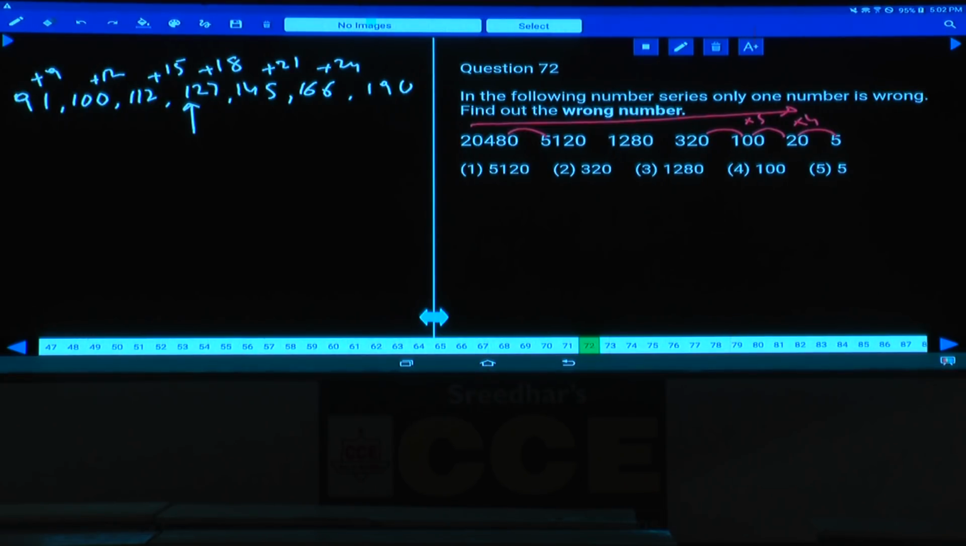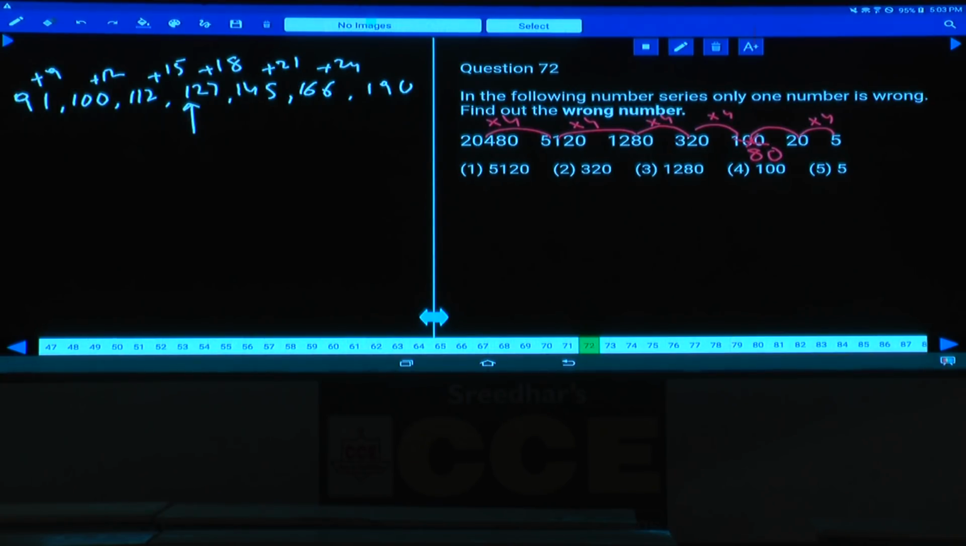Again into 4. 5120 into 4 is 20480. 120 into 4, 480. That means here it is multiplied with 4. Here also it is multiplied with 4. Hence each of these numbers must be multiplied with 4. Then 20 into 4 is how much? 80. Now 80 into 4, 320. 320 into 4, 1280. And 1280 into 4, that is 5120.